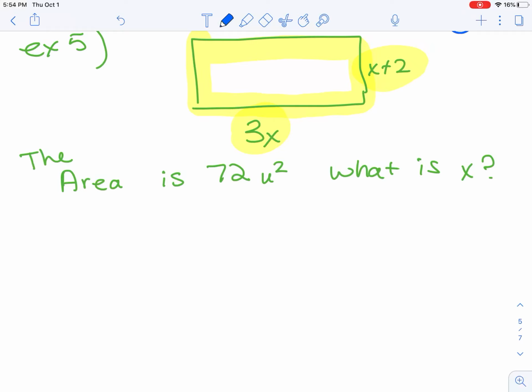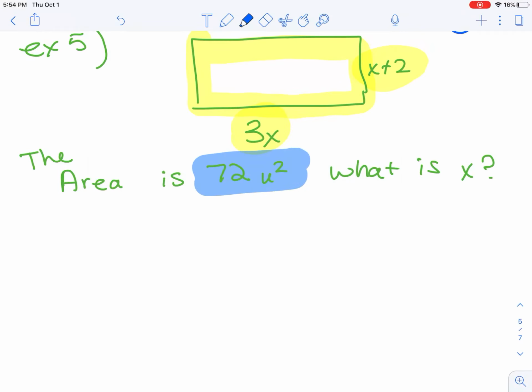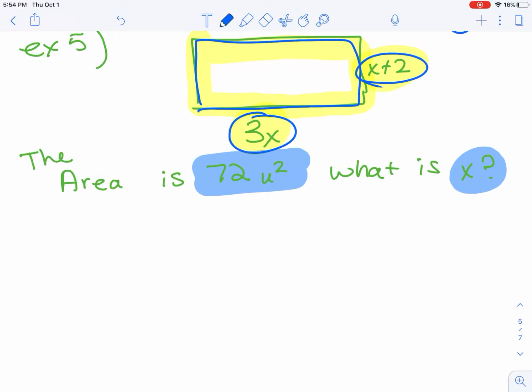Let's say we've got this figure, and they know the area. The area is 72 units squared. What's the value of x? Well, the dimensions of the rectangle are 3x and x plus 2.